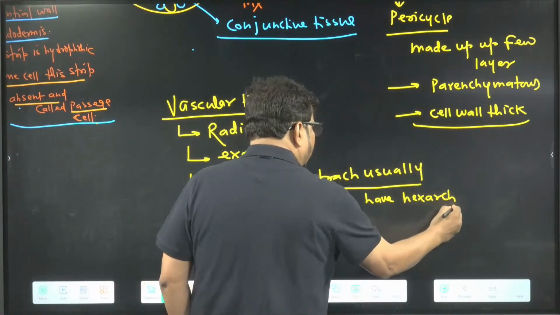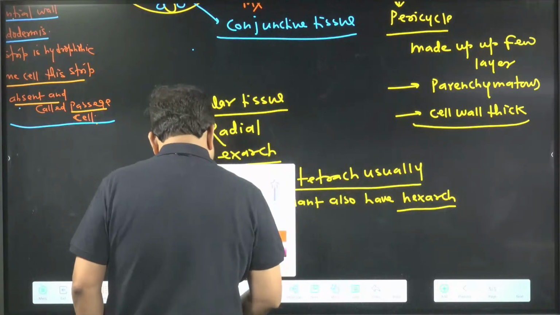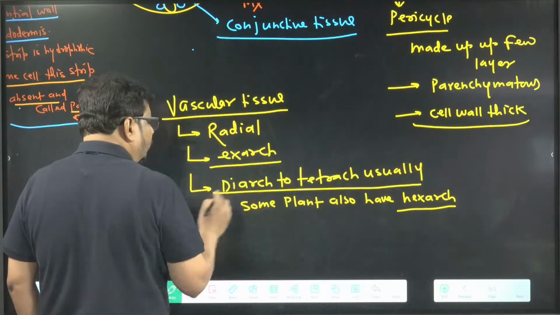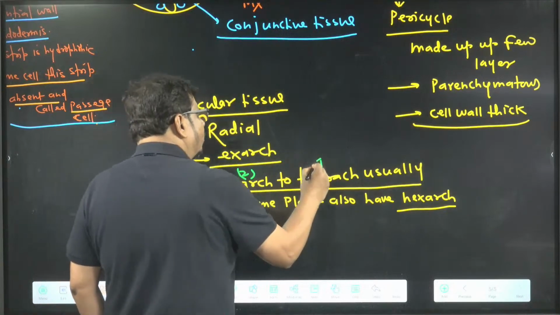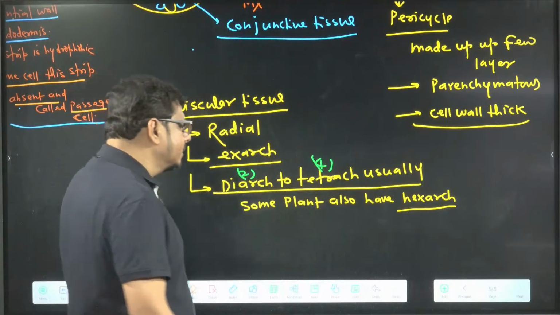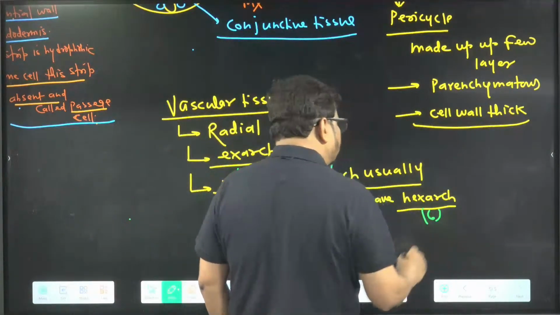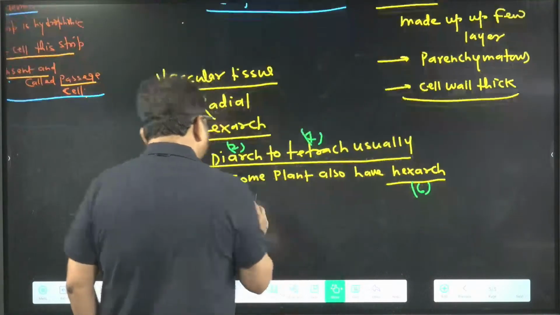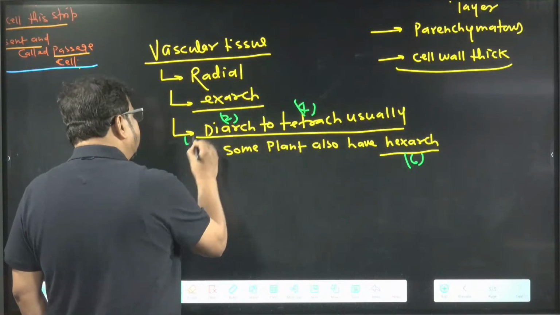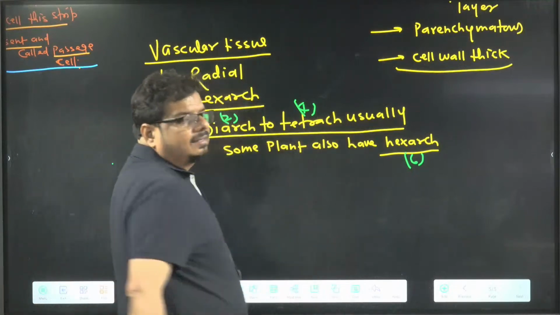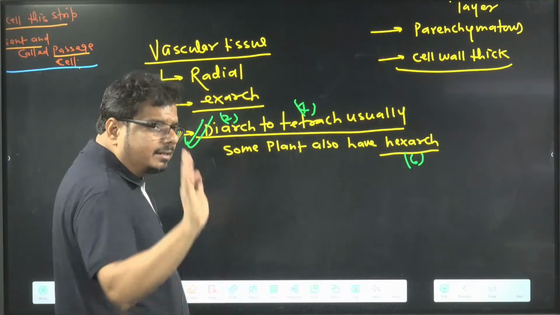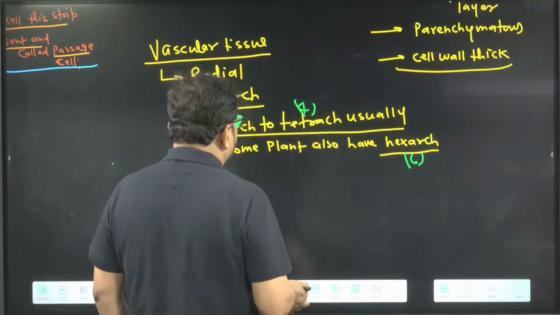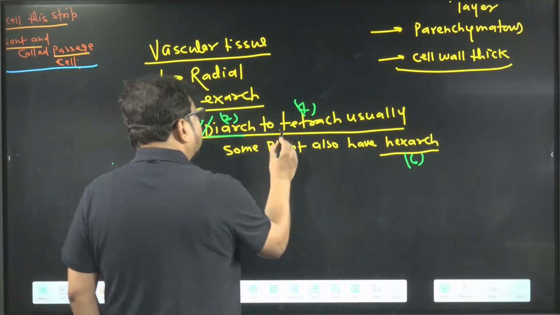You know the meaning of diarch, tetrarch? It means 2 xylem, 2 phloem is diarch; 4 xylem, 4 phloem is tetrarch; 6 xylem, 6 phloem is hexarch. Are you getting the idea? But which word did NCERT write? Diarch to tetrarch. Some plants have hexarch also. But mostly it is diarch to tetrarch.